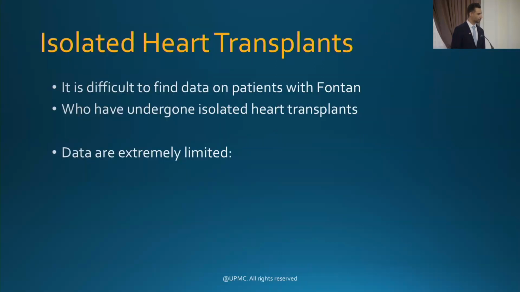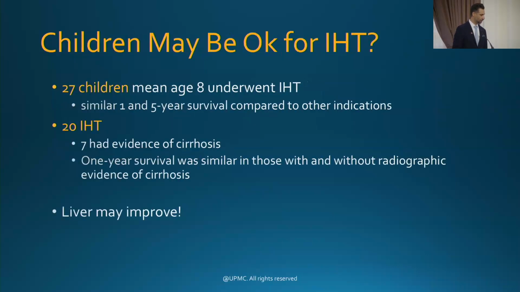But I think the more important question is: is combined always necessary? Are we disadvantaging a group of patients by subjecting them to combined transplant? Unfortunately, the data on Fontan patients undergoing isolated heart transplant is also quite limited. A quick word about the pediatric population: a total of about 47 children. Outcomes are very good.